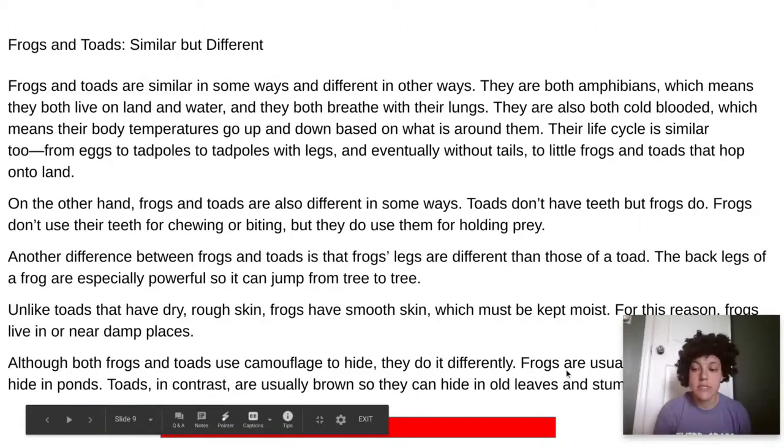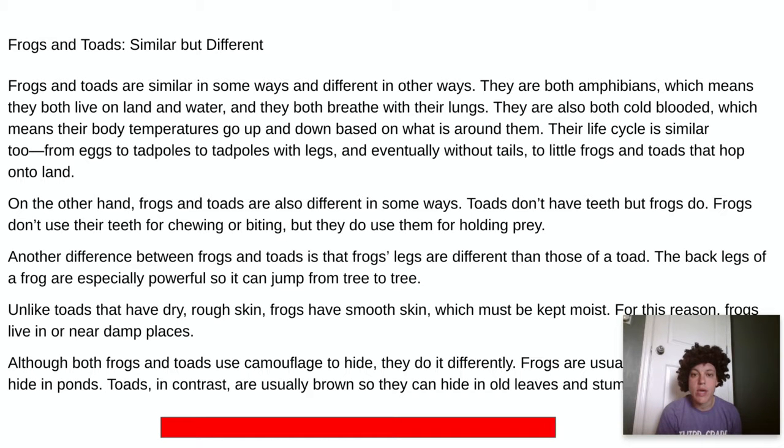Frogs and toads, similar but different. Frogs and toads are similar in some ways and different in other ways. They are both amphibians, which means they both live on land and water, and they both breathe with their lungs. They are both cold-blooded, which means their body temperatures go up and down based on what is around them. Their life cycle is similar too, from eggs to tadpoles with legs, and eventually without tails, to little frogs and toads that hop onto land.